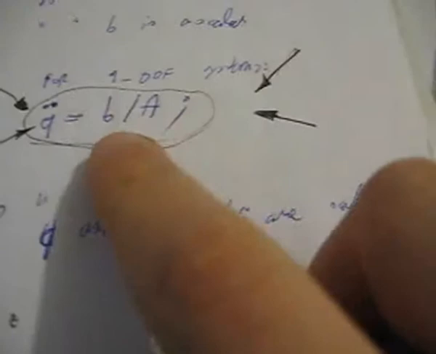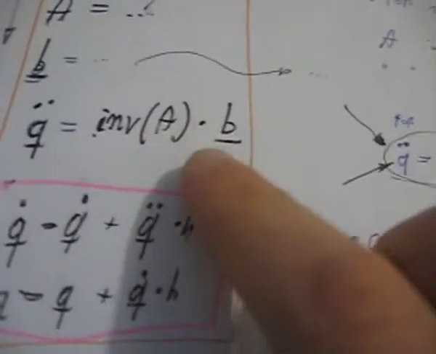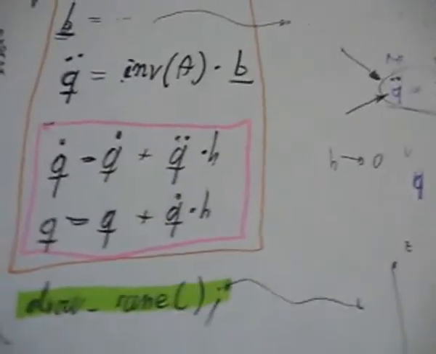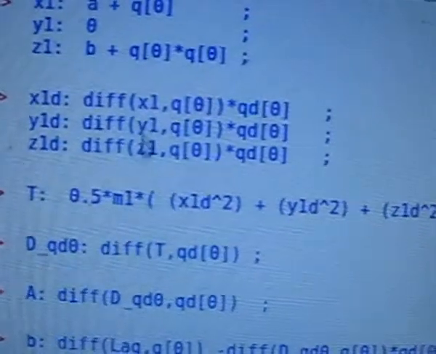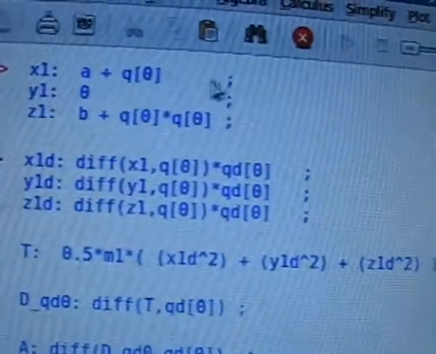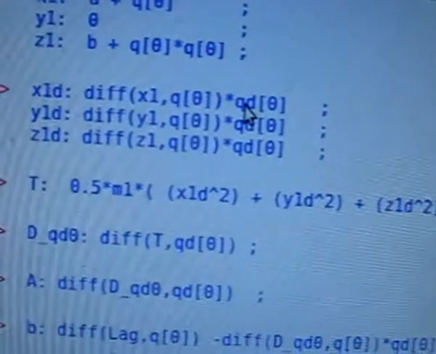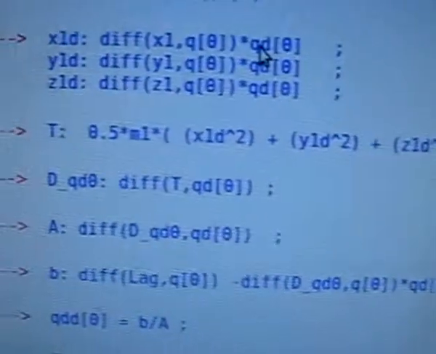Remember that for the 1 degree of freedom case, the A and B become scalars, while usually they would be a matrix and B a vector. But we'll be doing this later. This is just applying the definition, assuming that we have a Q at the beginning and a Q dot, which are of course variables that are independent for an instant.